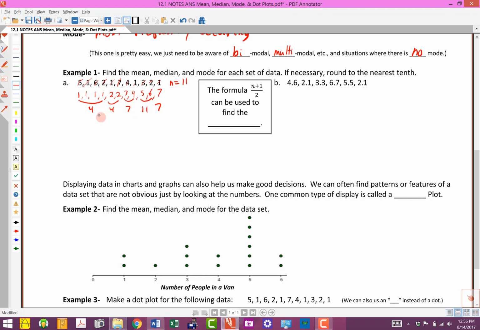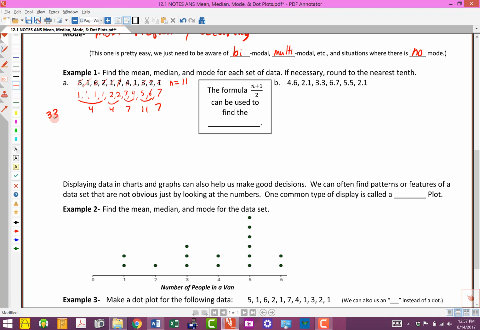So I'll just add them up right here. So what we've got here is 8 and 7 is 15. Let's see, 15 plus 11 would be 26, and 26 plus 7 would be 33. So when we add all of those up, we get 33.